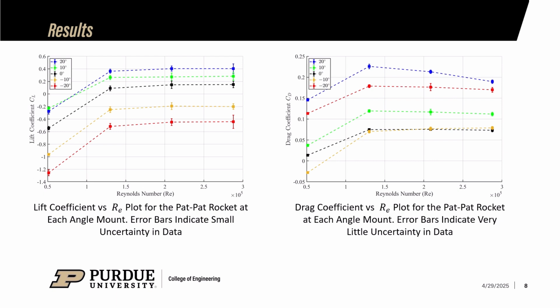Looking at drag coefficient, again, the trend is similar to the force plot, where the absolute value of the angle of attack is determinant of drag coefficient. So the angles with 20 and negative 20 had the highest drag coefficient, and the shallower angles did not have as high of a drag coefficient.